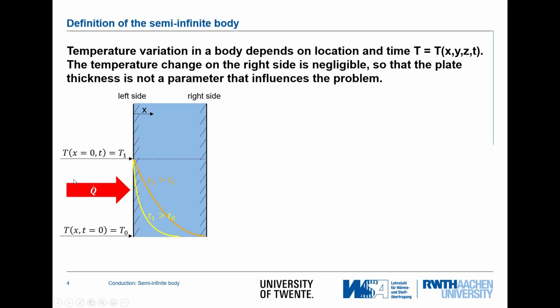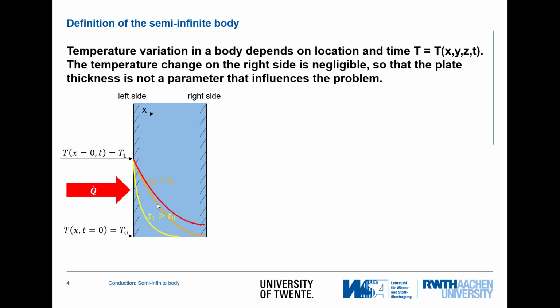We see here now that on the wall on the left side, a heat flux is entering this wall, and that the temperature at the surface is T1. And we also see that the initial temperature of the body, so for any location at time equal to 0, is T0. So in the first case, it's a step function here on the surface. Now, with time, the temperatures increase, and we can see this here in the yellow and orange part.